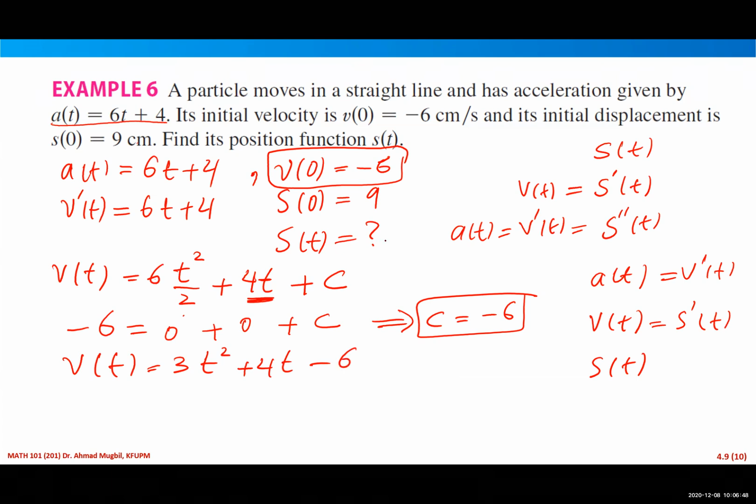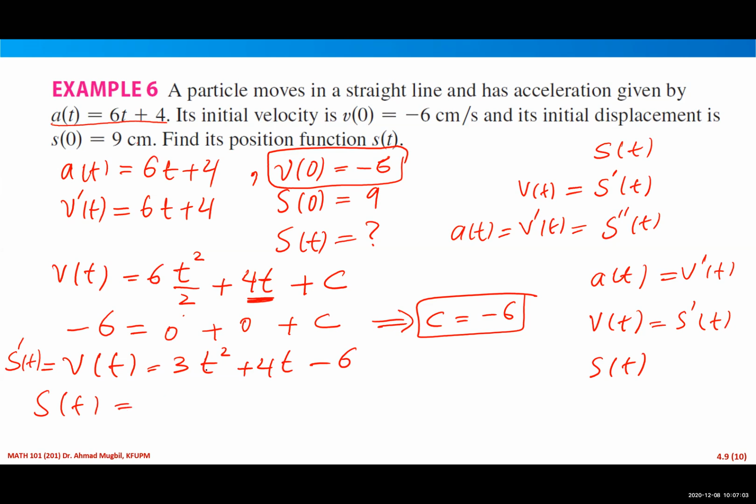So this is not what we want. We want the position function. So we will find the antiderivative of this one, because you know, Shabab, this is the derivative of the position function. So the position function will be, you just add 1.